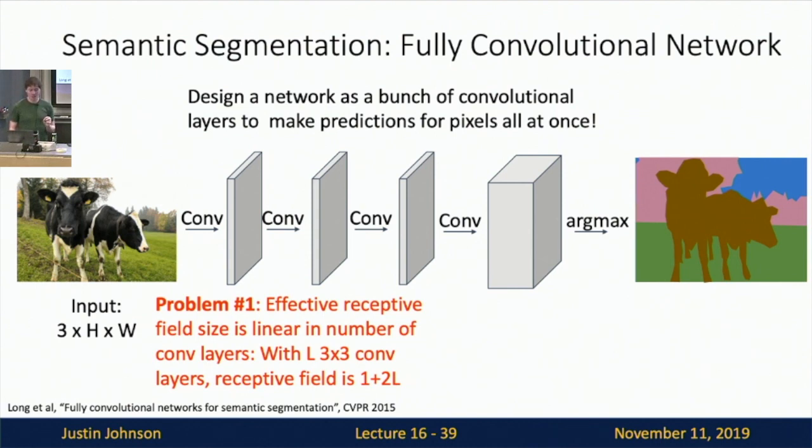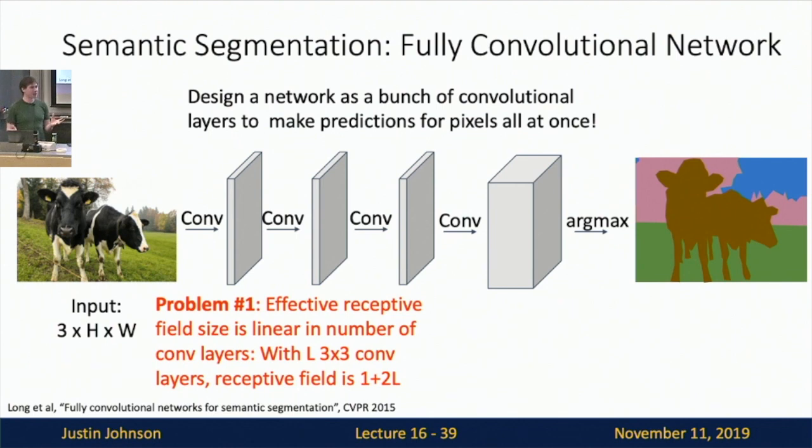One is that in order to make good semantic segmentation decisions, we might want to make decisions based on relatively large regions in the input image. If we stack up a whole bunch of 3x3 convolutions with stride 1, pad 1, then the effective receptive field size is going to grow linearly with the number of convolution layers. Remember that if we stack two 3x3 convolutions on top of each other, then the output of that second 3x3 convolution is effectively looking at a 5x5 region in the input. And if we stack three 3x3 convolutions on top of each other, then the output is effectively looking at a 7x7 region in the input.